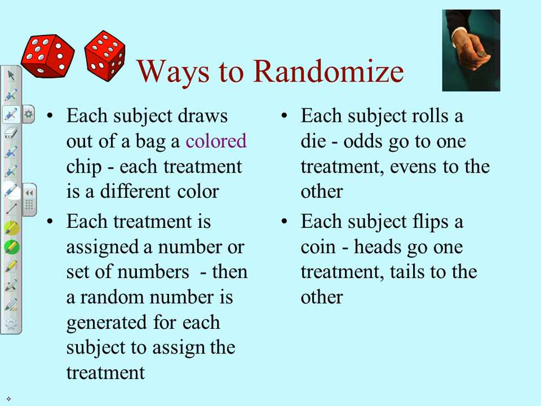Maybe we have a bag of colored chips. Your volunteers pick a colored chip. That will determine what treatment they get, what group they go into. Maybe we will have them roll a die, and depending on what they roll, that will determine what treatment they go into. We will talk about how we can use a random number generator or a random number table to assign a treatment. Or you can flip a coin. All different ways to assign your volunteers to the treatment. The key thing is that it needs to be randomized so that you are reducing bias and reducing your confounding variables.